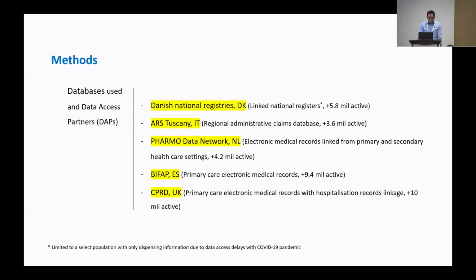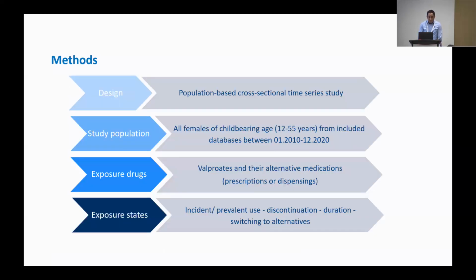As I mentioned, we used data from 5 electronic healthcare databases in Denmark, Italy, Netherlands, Spain, and UK, with different characteristics. The design was a population-based cross-sectional time series study, which includes all females of childbearing age between the ages of 12 and 55 from the included databases between the beginning of 2010 until the end of 2020.